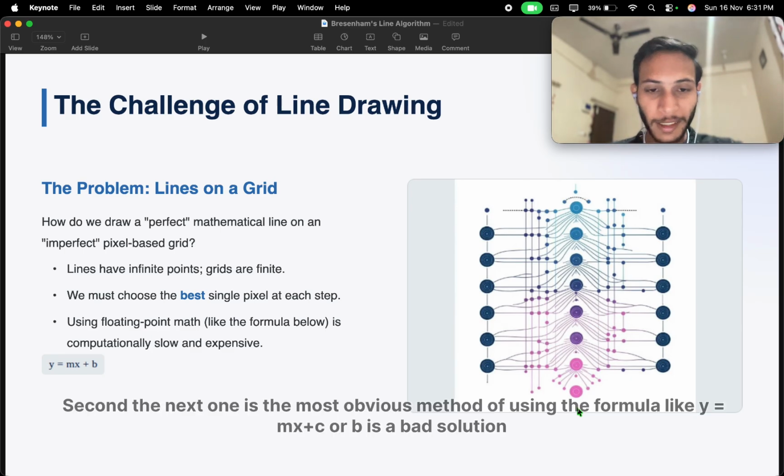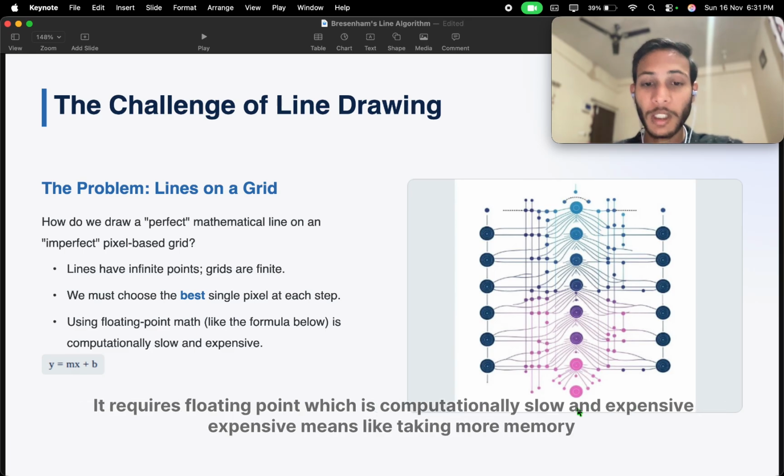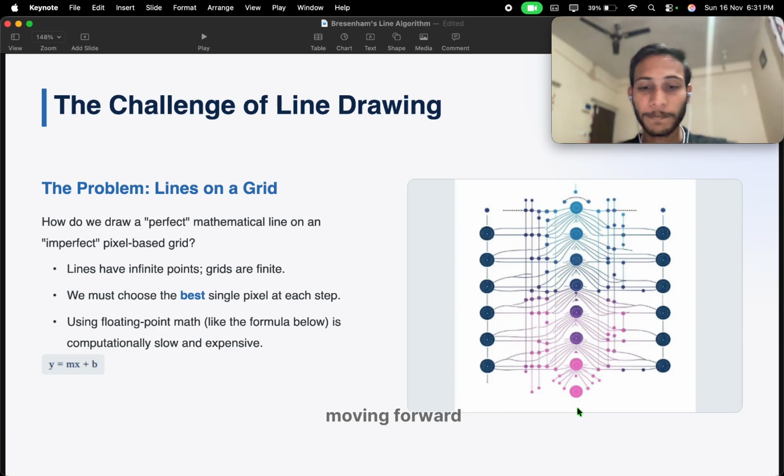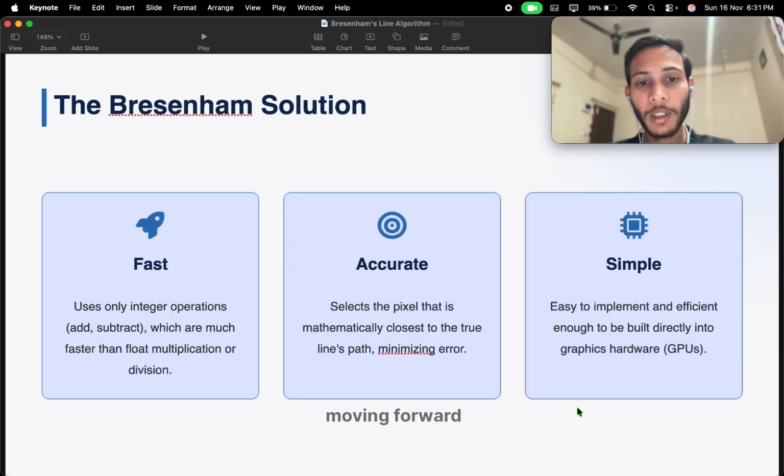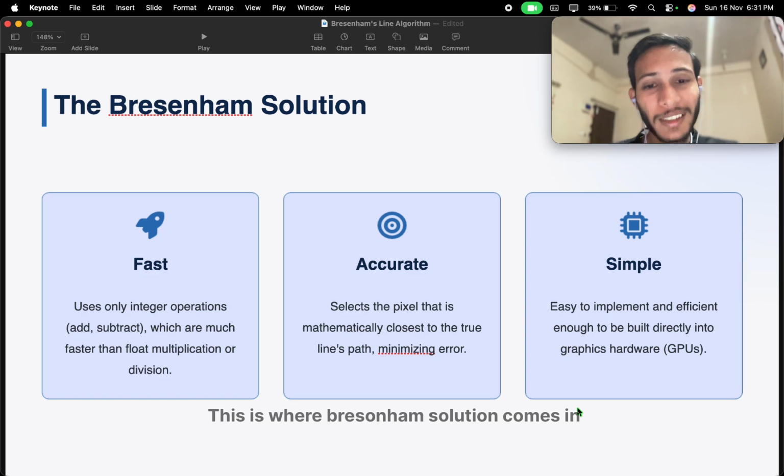Second, the most obvious method of using the formula y equals mx plus c, or b, is a bad solution. It requires floating point, which is computationally slow and expensive. Expensive means taking more memory. Moving forward, this is where Bresenham's solution comes in.